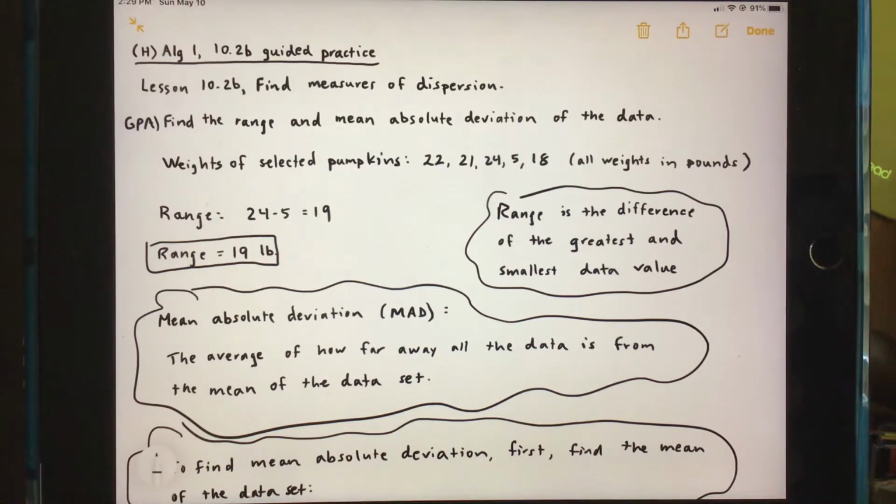And we're going to find a couple different ways to describe these measures of dispersion, how much the data spreads out and what type of spread there is. So for our guided practice today, we're going to look at finding the range and the mean absolute deviation of the data. We'll start with the easier one, and that's the range.